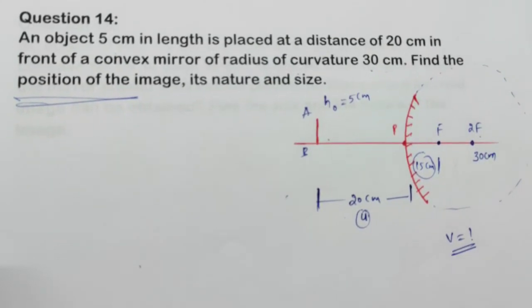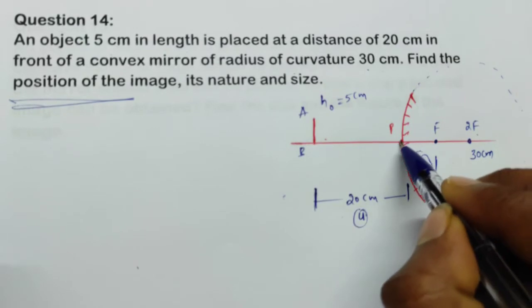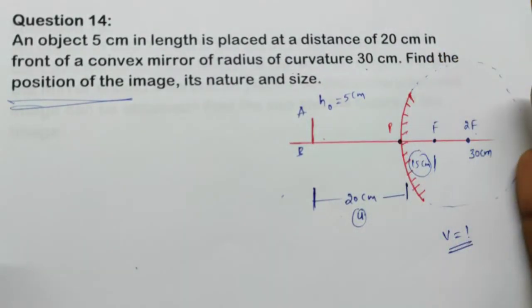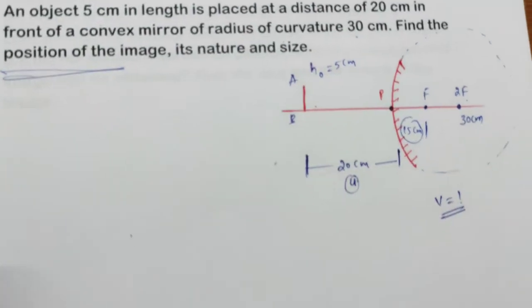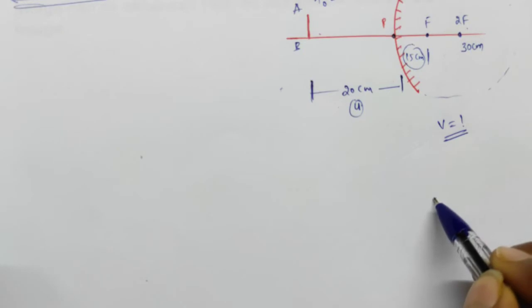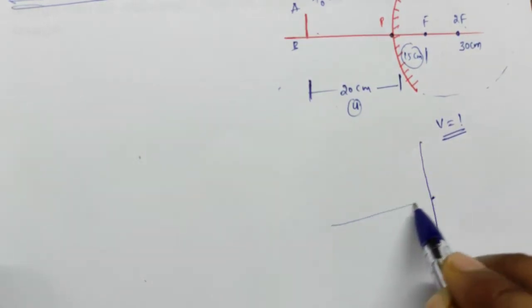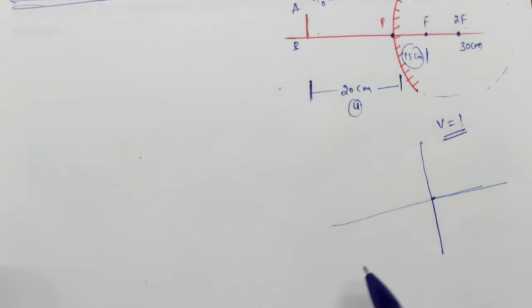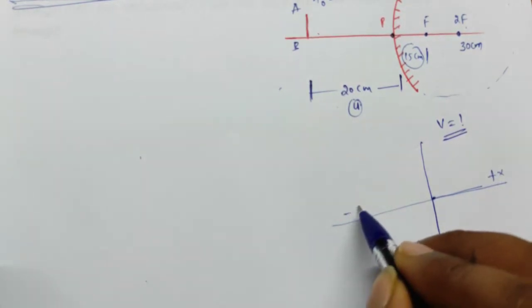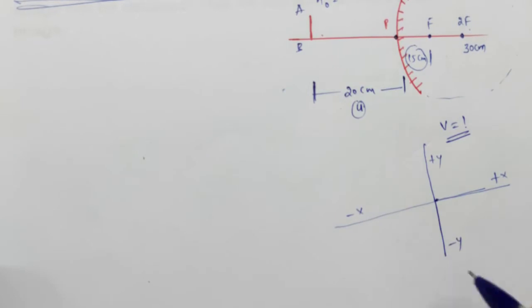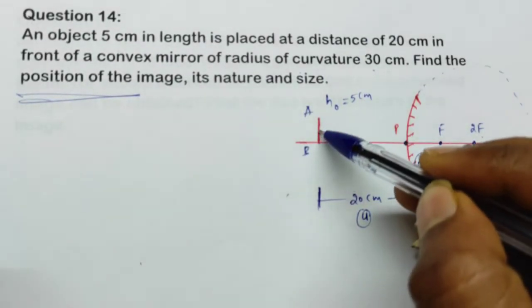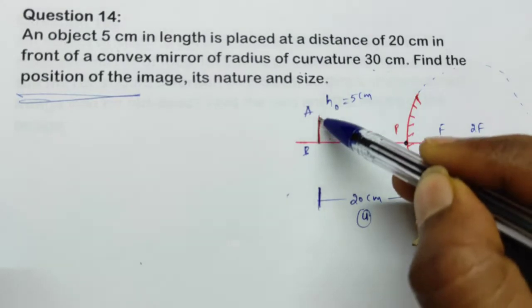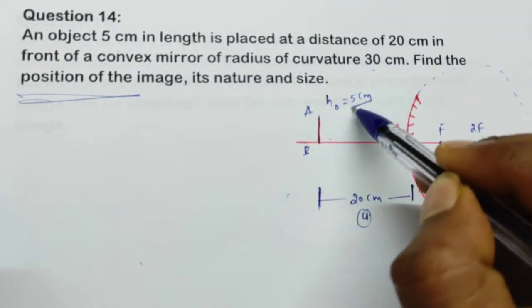First, see clearly, from the pole, whatever is on this side is positive: right side positive, left side negative. Simple and plain if you want to remember. So take the pole as the origin and draw the x-axis and y-axis like this. This is positive x and this is negative x. This is plus y and this is minus y. Here the height is measured in positive y, so this is plus 5 centimeters.